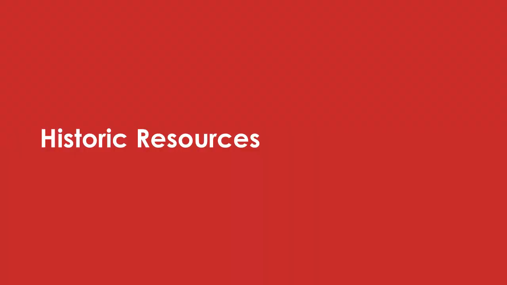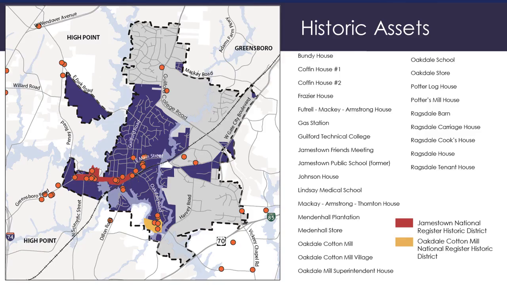Next, we'll take a look at Jamestown's significant historic resources. This map shows the location of the historic resources that exist in town and the surrounding area. The dots on the map represent the 26 historic sites listed on the slide.